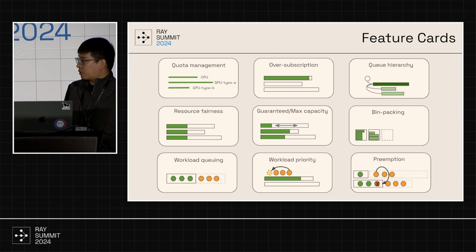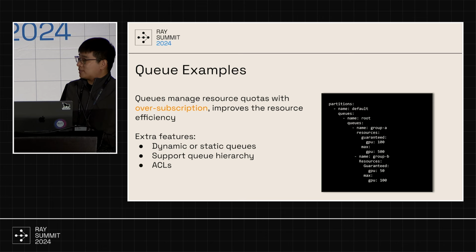Here's a very simple example. On the right-hand side is an example configuration you can use. Very easy. You can set up several different queues with guaranteed and max GPU quota. And there are some extra features provided by these queues, such as you can configure dynamic queues or static queues based on your needs. And also queue hierarchy is supported. There are ACLs as well.